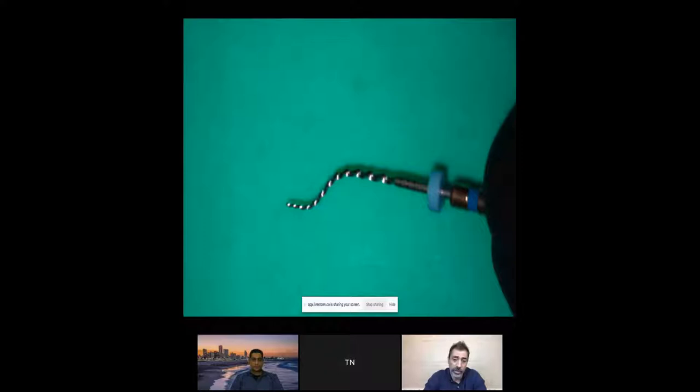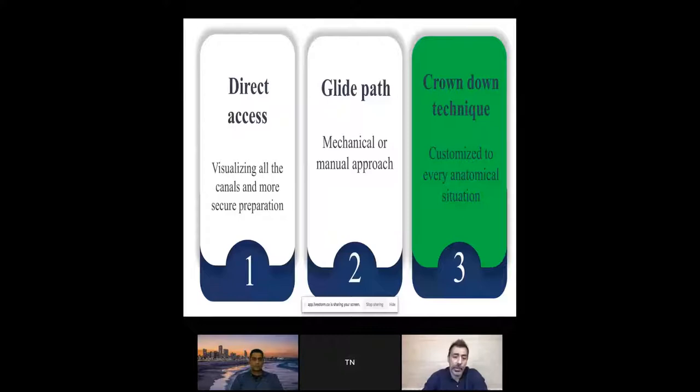Let me tell you just one thing more about the heat treatment. Lots of companies are doing lots of heat treatment, but we have to find an equilibrium between the heat treatment and the cutting efficiency. If it's very well heat treated and very flexible, it might not cut. The advantage is that it is very resistant to cyclic fatigue, and it will not fracture. Maybe it will unwind, but it will not cut as well. So we have to find the right equilibrium between the heat treatment and the cutting efficiency.